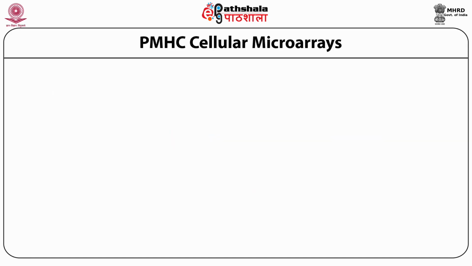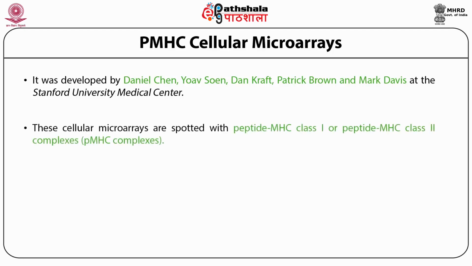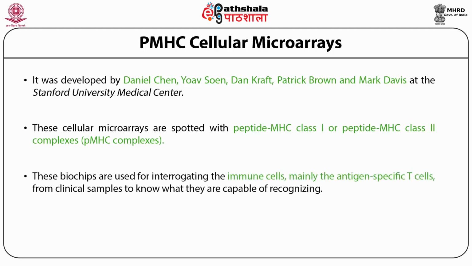PMHC cellular microarrays. It was developed by Daniel Chen, Yoav Soen, Dan Kraft, Patrick Brown, and Mark Davis at the Stanford University Medical Center. These cellular microarrays are spotted with peptide MHC class 1 or peptide MHC class 2 complexes. These biochips are used for interrogating the immune cells, mainly the antigen-specific T cells, from clinical samples to know what they are capable of recognizing.